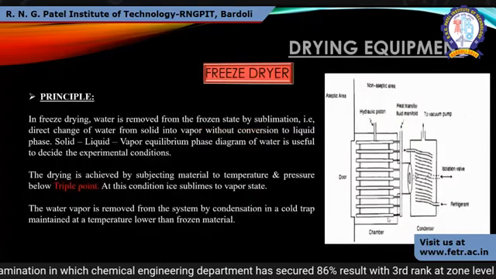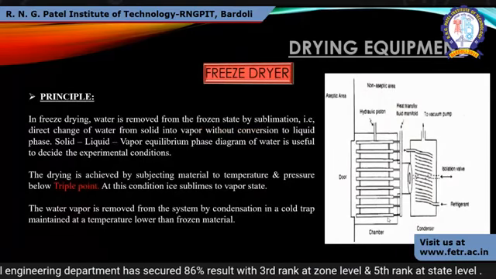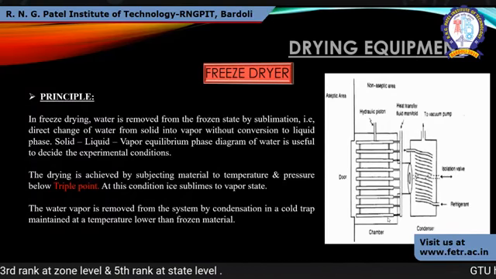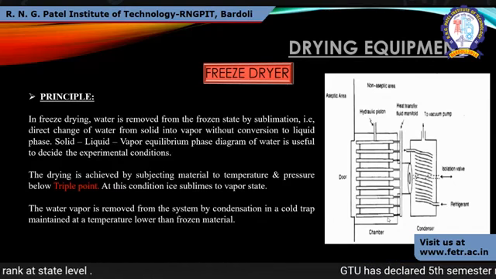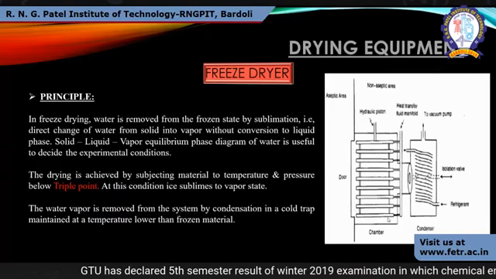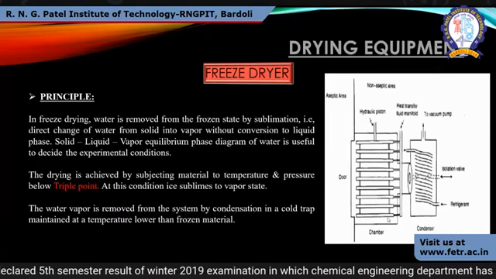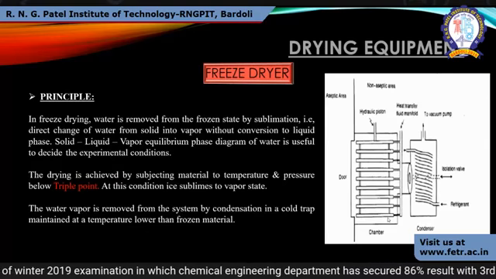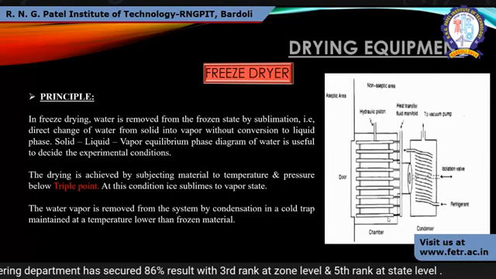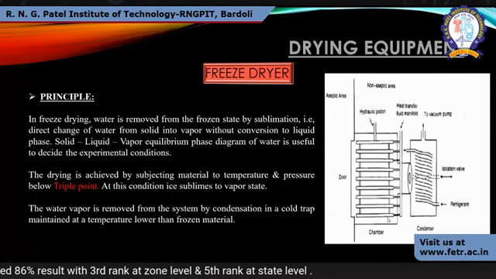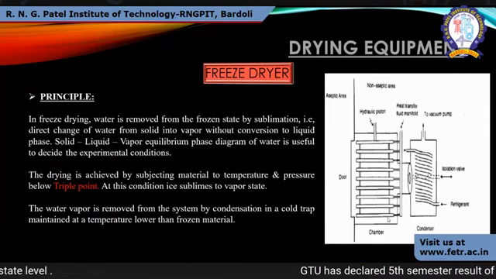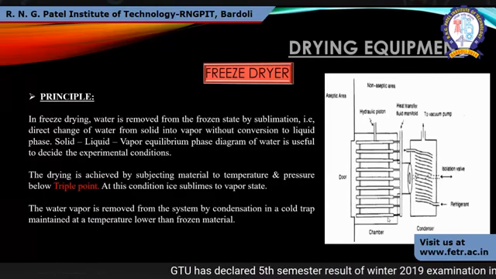This is the last dryer I am going to discuss with you. Freeze dryer is the latest technology, the latest innovation in drying operations. What happens? The triple point. Below the triple point, we have sublimation. Sublimation means solid is directly converted into vapor. So freeze dryers are the latest technology where we decrease the temperature and pressure below the triple point, and we convert that solid into vapors, right?